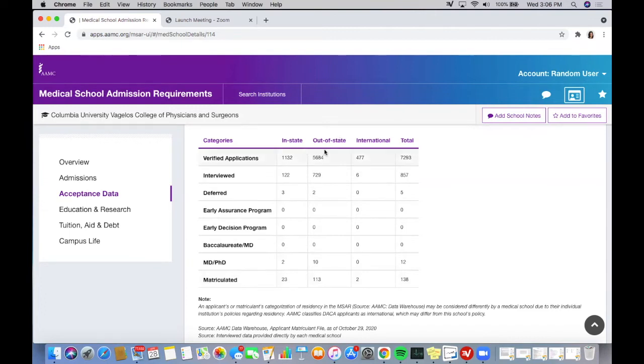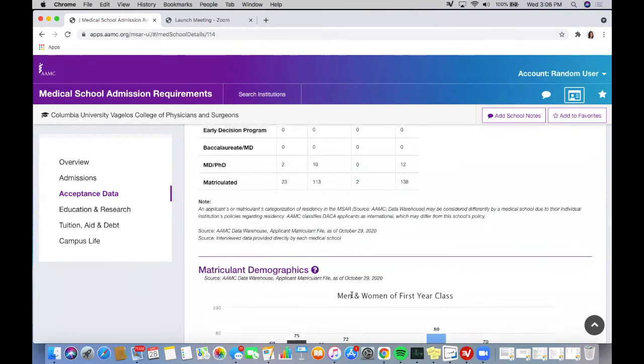Okay. Now, if you shift over to one of these two columns, so out of state and in state, and this will become more important for state schools rather than for private schools, but you can see how many applications were received for out of state students, what number they interviewed, and what number ended up matriculating from out of state, right? So the majority of Columbia's class is filled with out of state applicants, which is what you would expect from a private medical school.